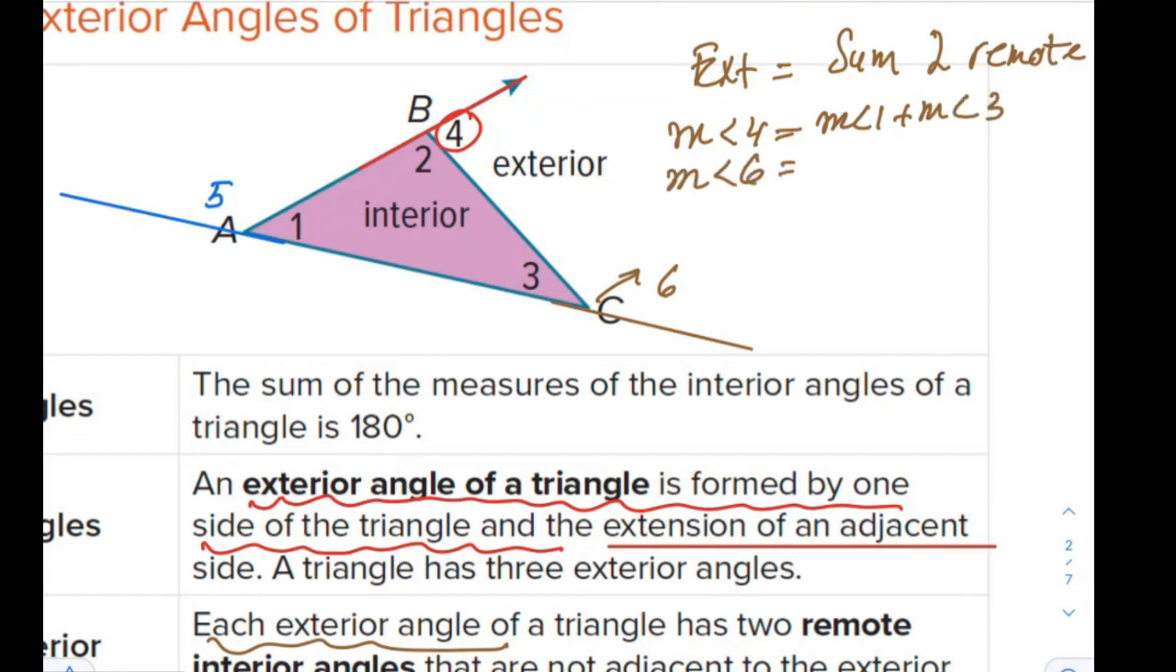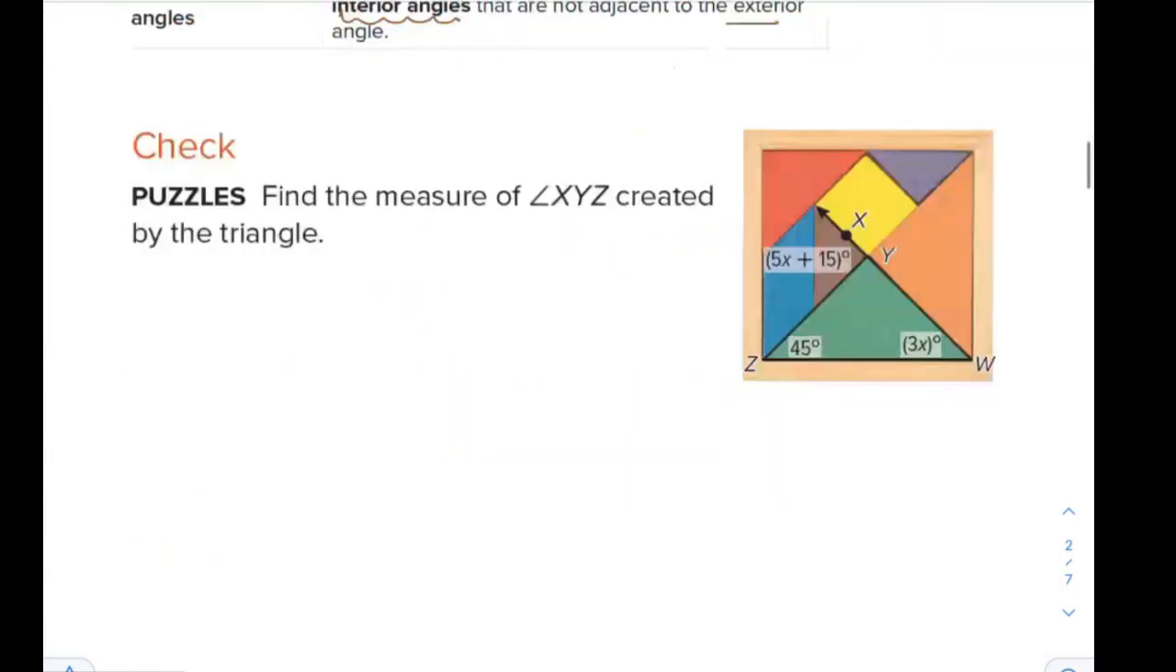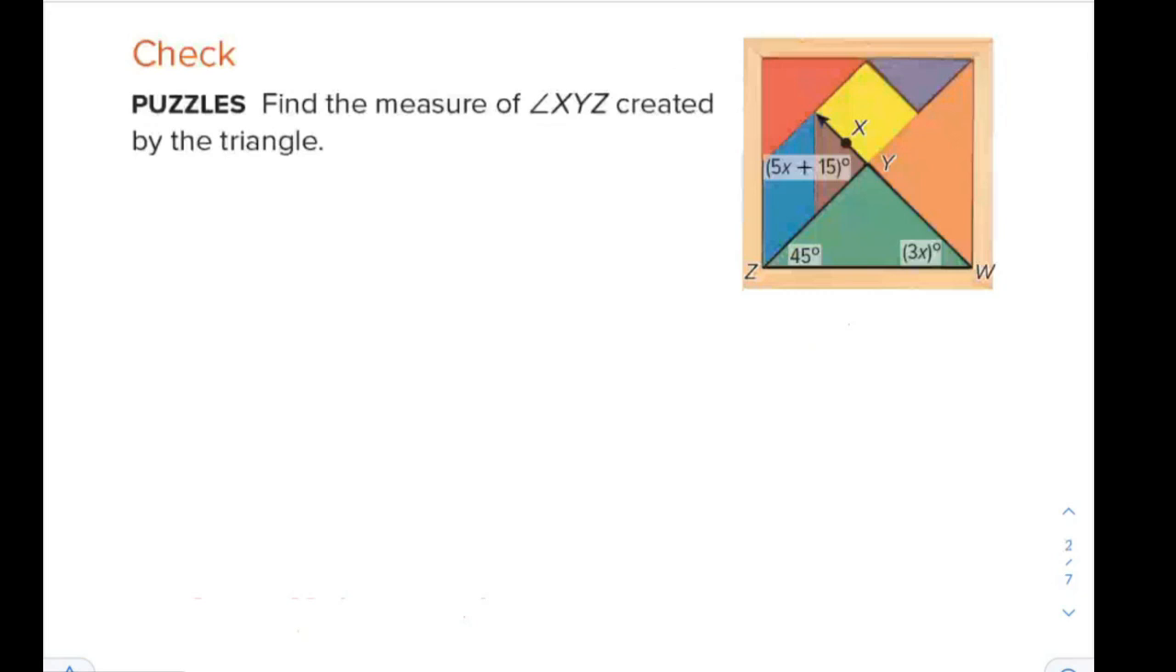Similarly, measure of angle 6 is equal to measure of angle 1 plus measure of angle 2. Be careful, we don't take the one right next to it. Adjacent one is not remote. Measure of angle 5 is equal to measure of angle 2 plus measure of angle 3, the ones far from it, because 1 is close to it, which helps us in solving exercises.